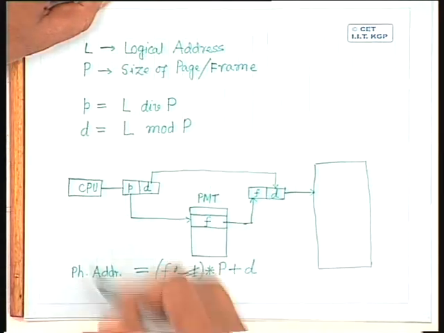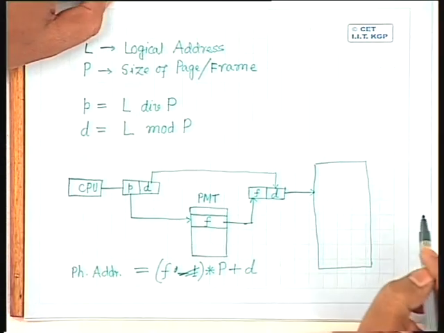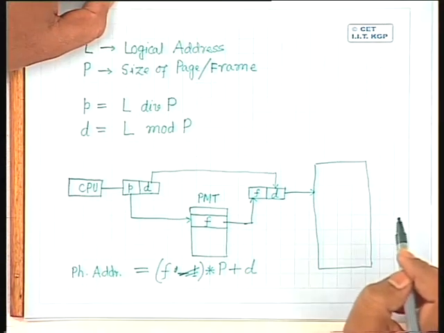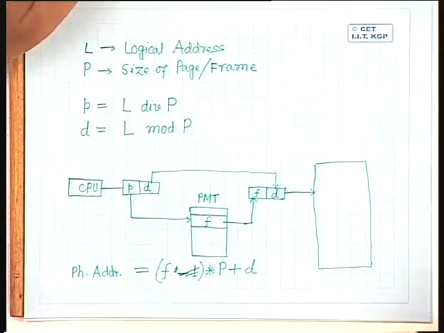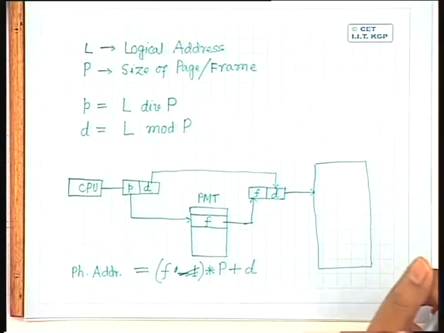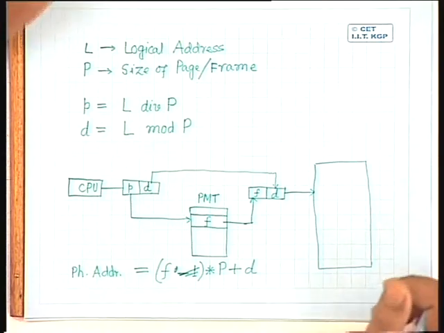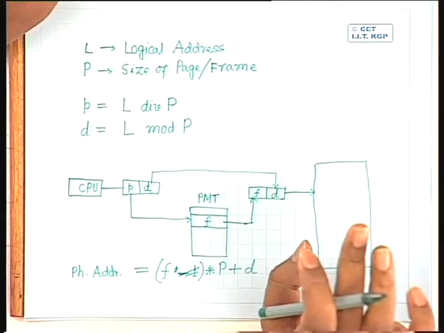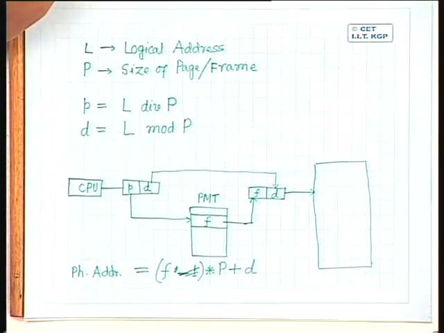Now the advantage in this case is that it is no longer needed that if I want to load a job of 100 kilobytes, I have to have a single partition of 100 kilobytes. Even if I have 10 partitions of 10 kilobytes each, distributed throughout the main memory, even then I can load the job and execute it.